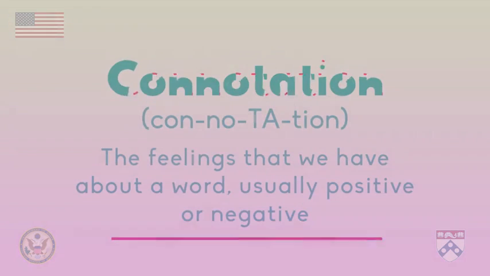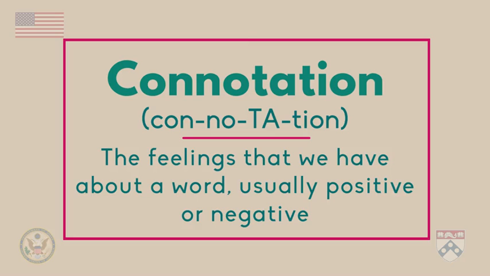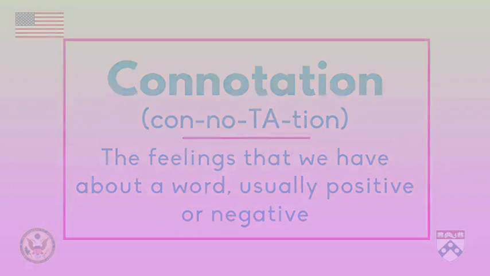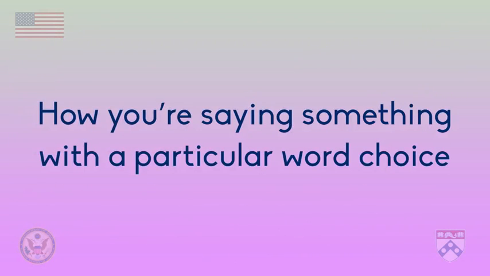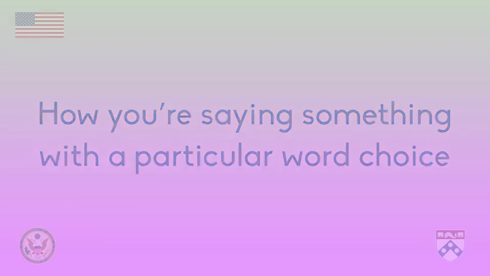Connotation means the feelings that we have about a word. These feelings are usually positive or negative. Another way to think of this is how we're saying something instead of simply what we're saying. Let's return to our example of cheap and inexpensive to see how word choice can change how we say something.